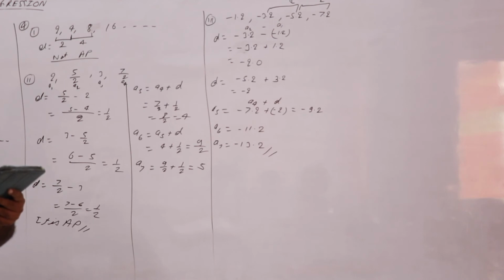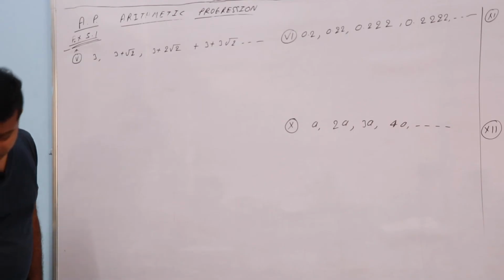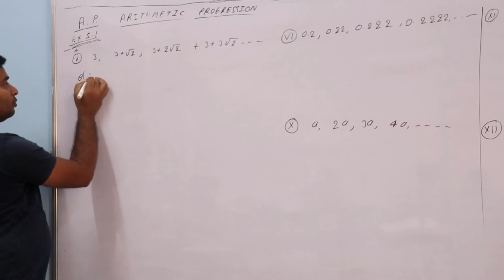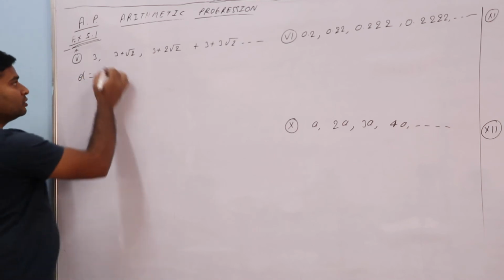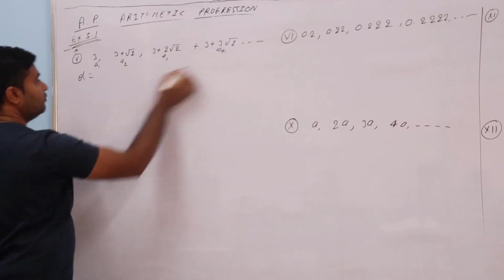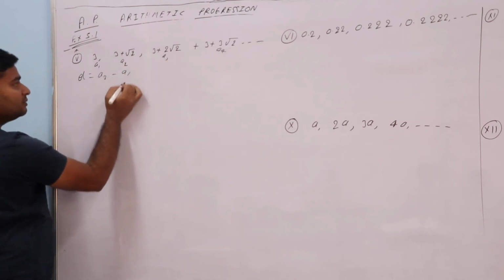So question number 4 is easy. Question number 5 now I will say. See, here you should find the D. So this is A1, A2, A3, A4. A2 minus A1.